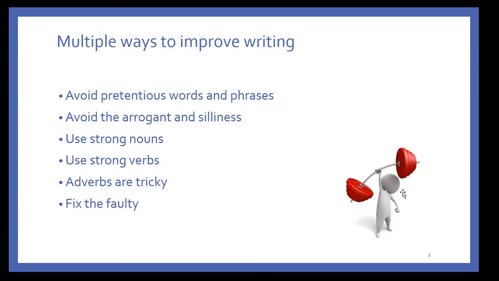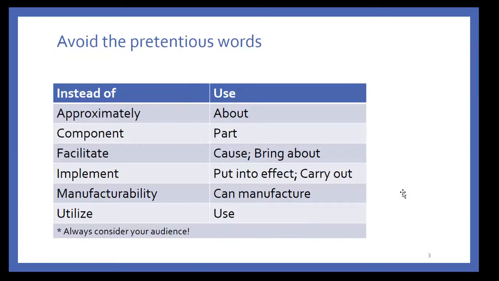As a way to improve our writing, these are some of the categories we're going to talk about in this deck. Avoid pretension, avoid arrogance, avoid silliness, use strong pieces in our writing, and look out for faulty things that we have done. Okay? Look at the little guy over there with his dumbbell. He's pushing it up into the air. He's proud of himself. He's strong.